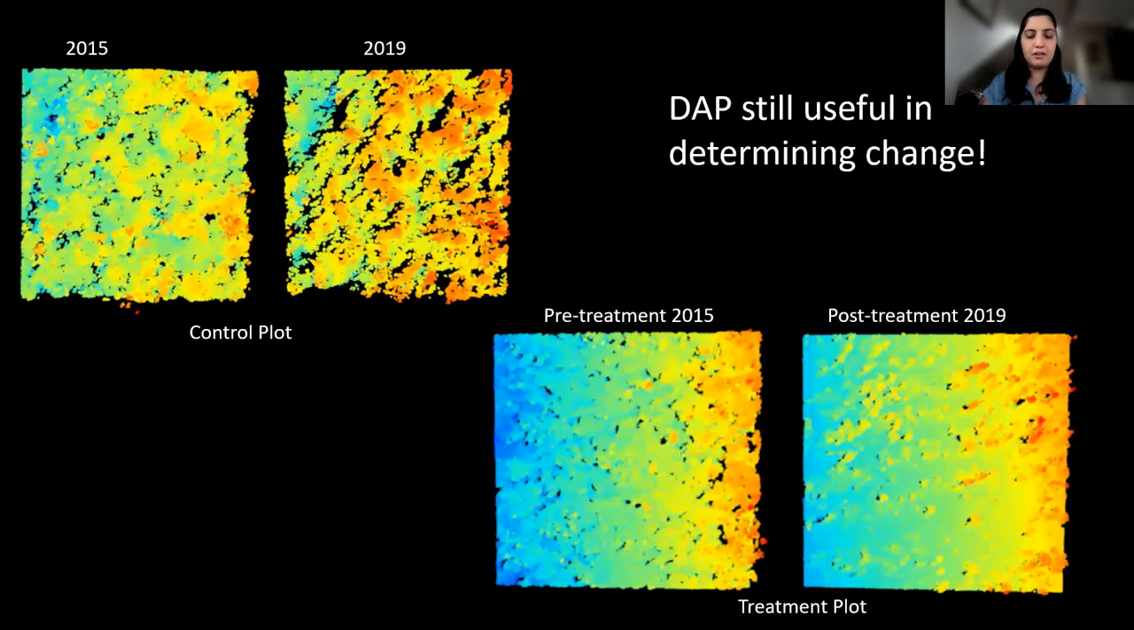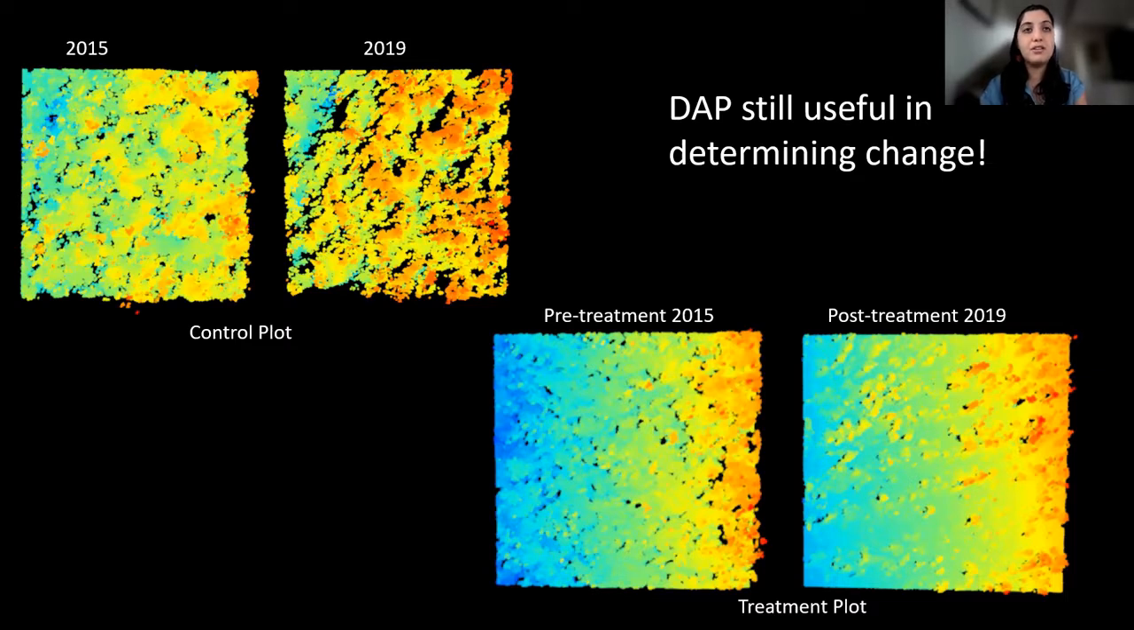I know I'm talking about a lot of caveats to this data, but I still want to be clear that it is useful in determining change. In this upper left-hand corner, you can see a control plot from the long-term monitoring plot that Eric Churchill started, I believe, in like 2013 or 2014. That's a control plot. No treatments have been done. And this is before and after, 2015, 2019. Well, there is no before, but still. DAP imagery of this plot, and you can see that there is no change in the control plot. The red, the darker colors refer to higher points, and lighter colors refer to lower points.